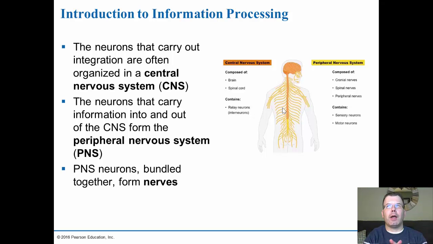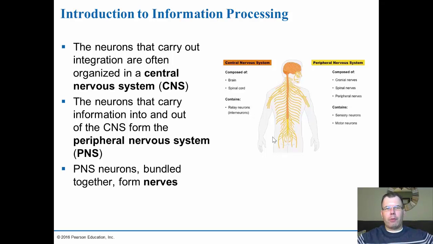And so that's what's going on there. The other system that we have in the nervous system is the peripheral nervous system, and those are all the neurons that go out. And so again, you either have the sensory neurons coming into the central nervous system, or you have the motor neurons going out. And so again, you think of the cranial nerves, the spinal nerves, the peripheral nerves.